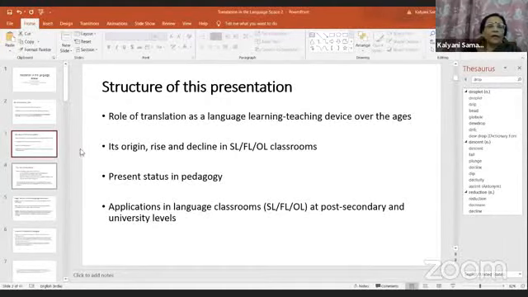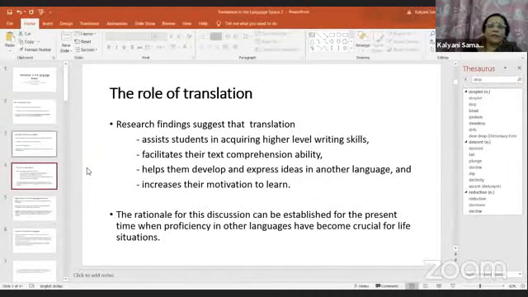Now, first of all, we start with the role of translation. Translation has been used in language learning and language teaching as a very old practice. This use has been supported and opposed during the intervening centuries from the time it started. Yet translation as a means of second language, foreign language, or other language teaching and learning has never lost its significance.